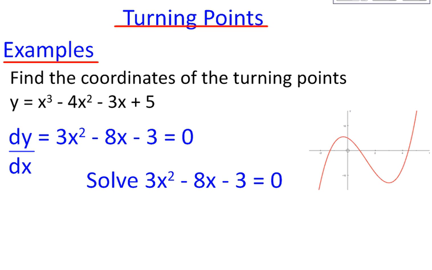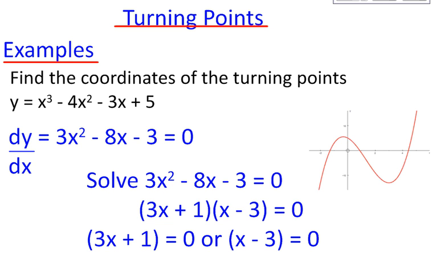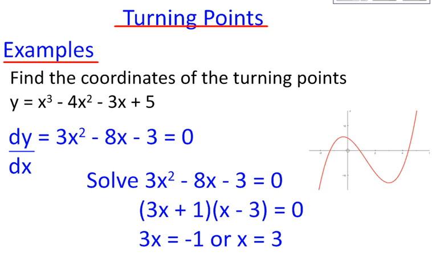This is a quadratic. First, see if you can factorize, and if not, then you may need to use a formula. For this example, we can factorize. So (3x plus 1)(x minus 3) equals 0. So either 3x plus 1 equals 0 or x minus 3 equals 0. So we therefore know that 3x equals minus 1 or x equals 3. And dividing the first one by 3 on both sides gives us x equals minus a third or x equals 3. Now we need to find the y coordinates.